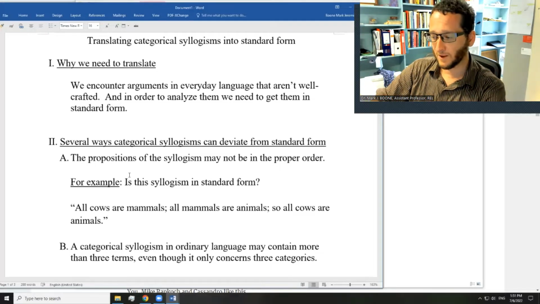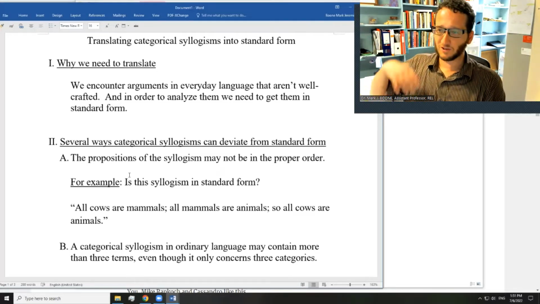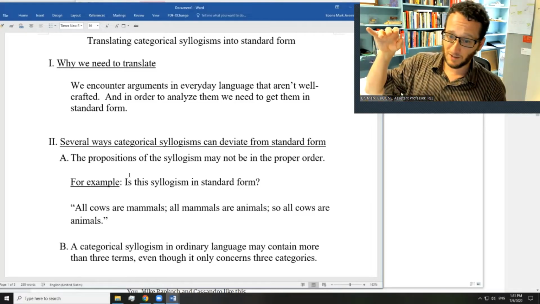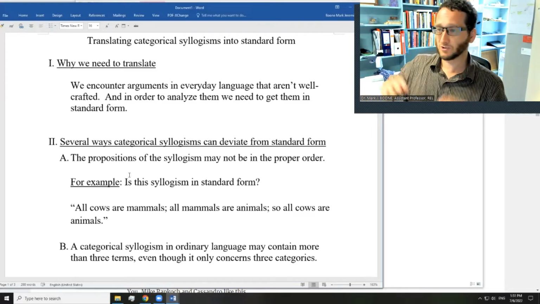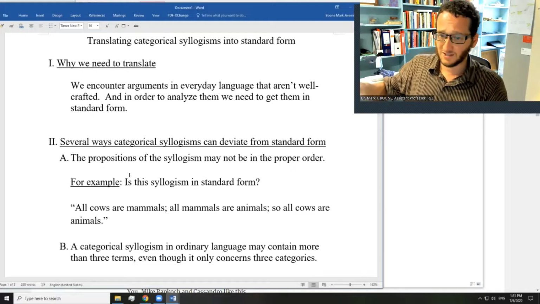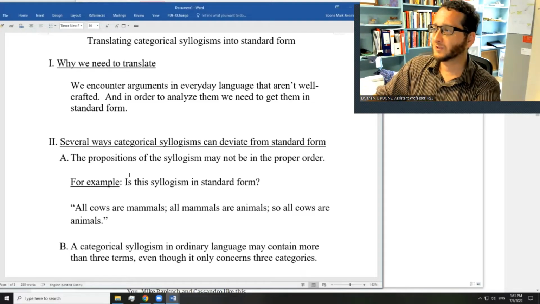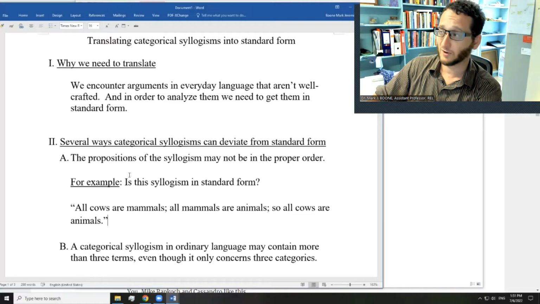You want to make the argument flow naturally from the S term to the M term to the P term, and then close it up by saying, therefore, we made the connection from the S to the P term. That's the normal way of talking, but unfortunately, it doesn't fit our criteria for standard form. You have to get the propositions into the right order.